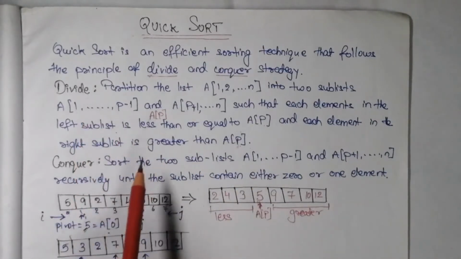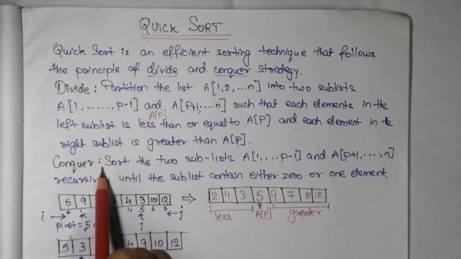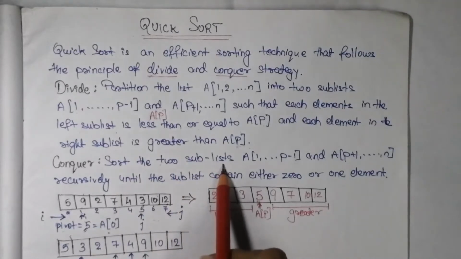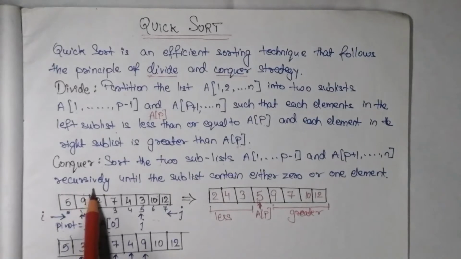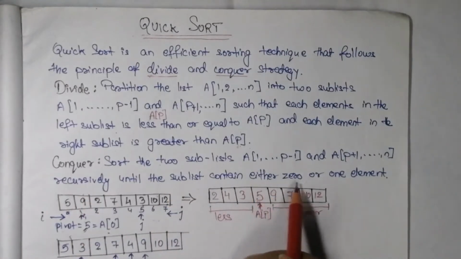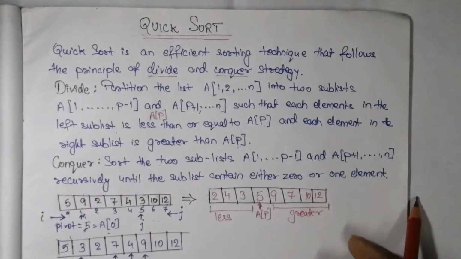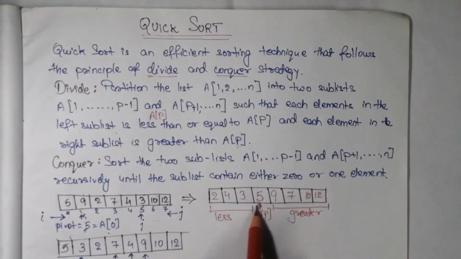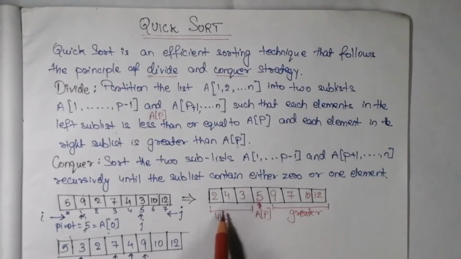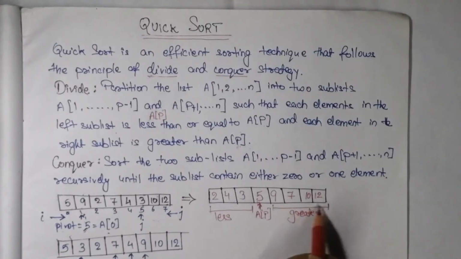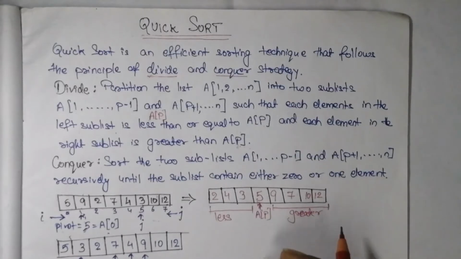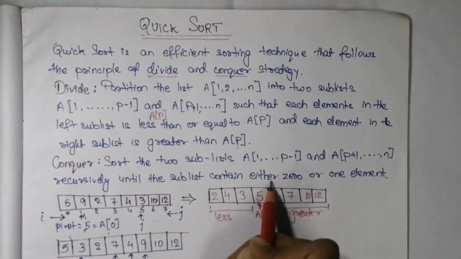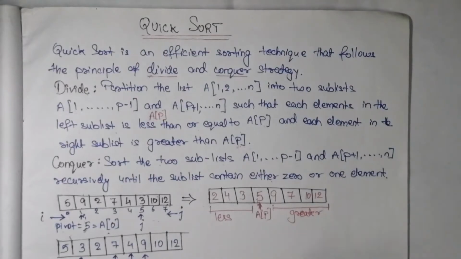So this was the divide part, and in the conquer part we will sort the two sublists, that is the left sublist and the right sublist, recursively until the sublist contains either 0 or 1 element. That means again in the left sublist we will partition the elements, right? And in the right sublist we will partition the elements, and these steps will be repeated recursively until we get each sublist containing either 0 or 1 element.